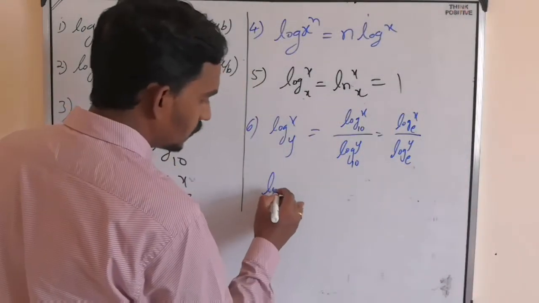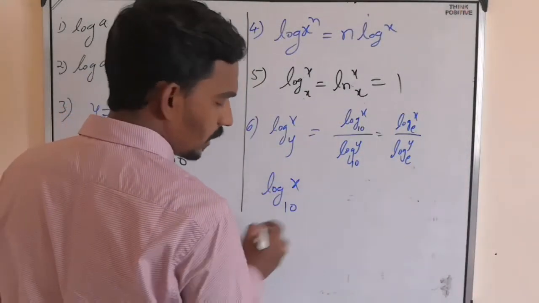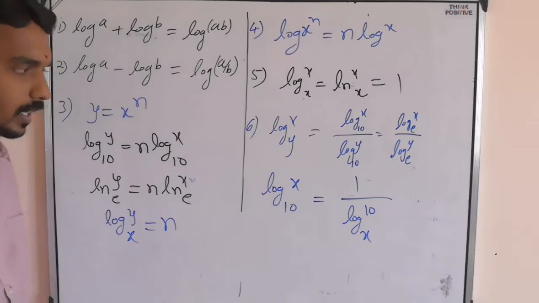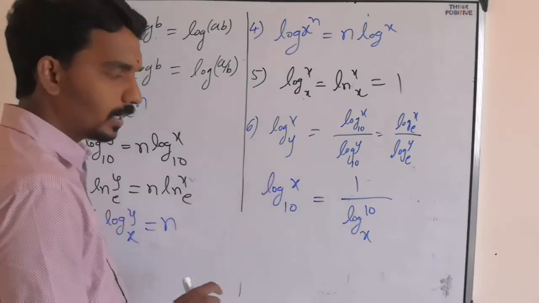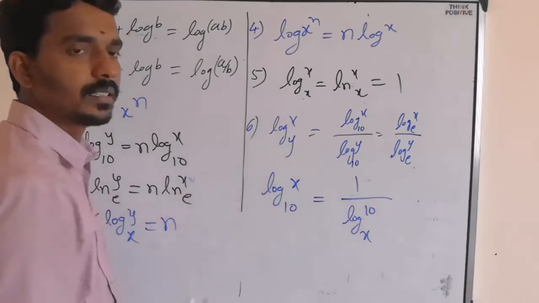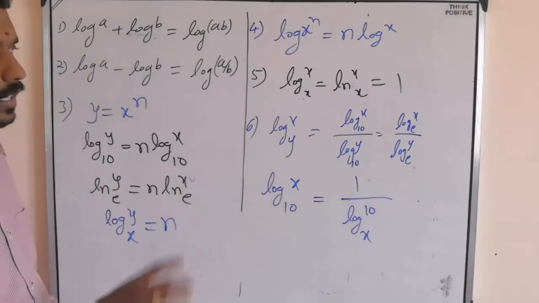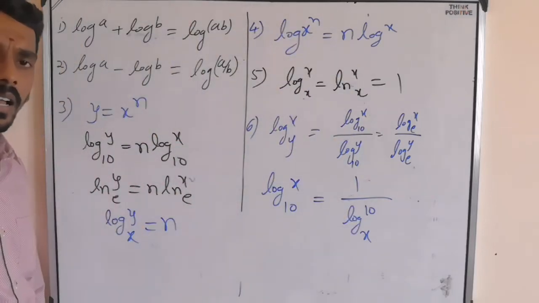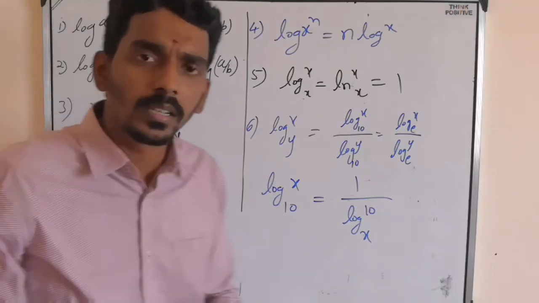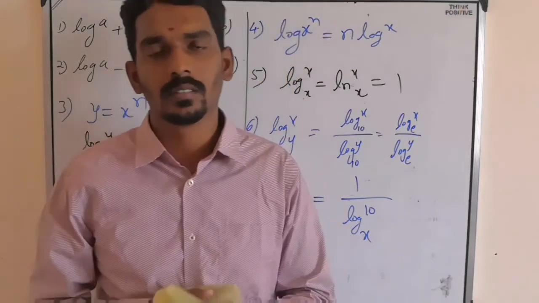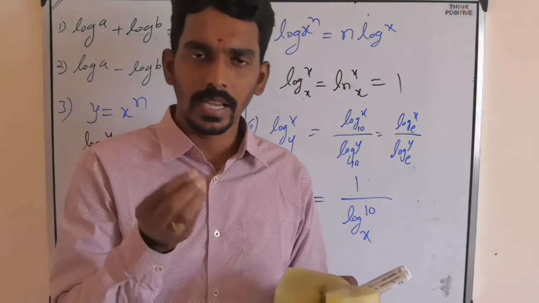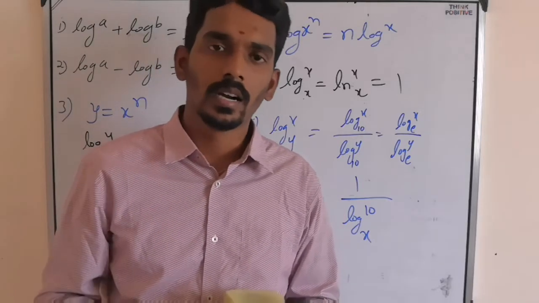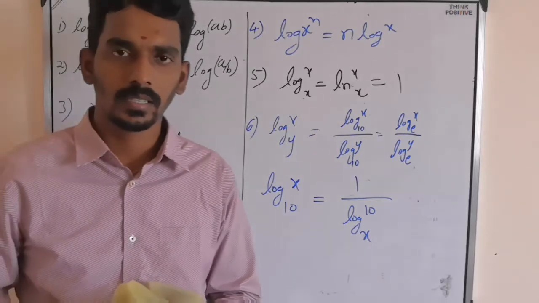Else, log x base 10 equals 1 by log 10 base x. So from numerator to denominator, what will happen? These will interchange. This is also one more relation. So remember these relations and apply the formula wherever you get logarithm in physics. That's it. So let us take a few simple questions so that you can understand how to apply. Right? Let us discuss it.